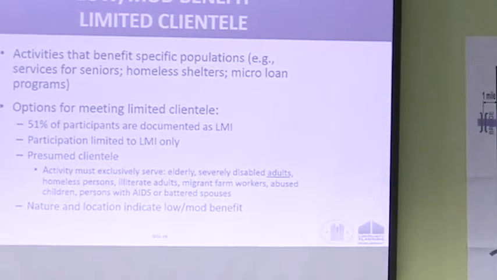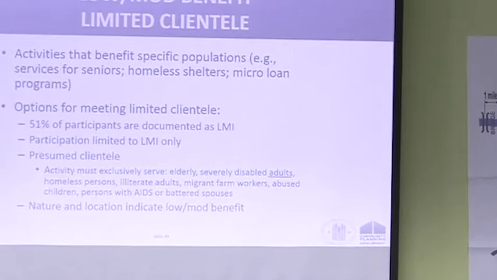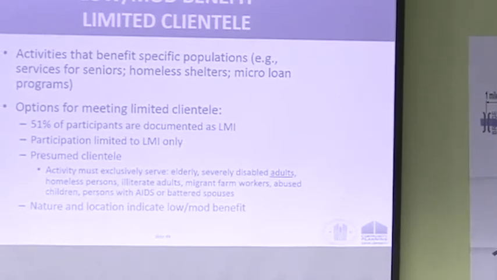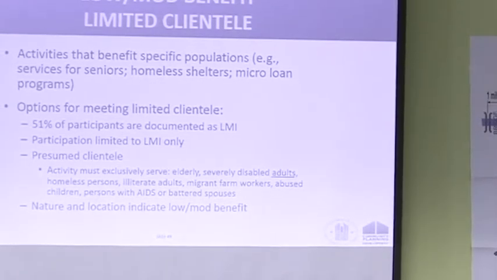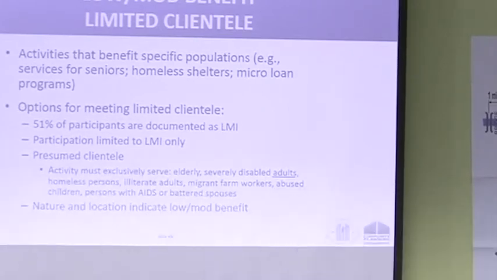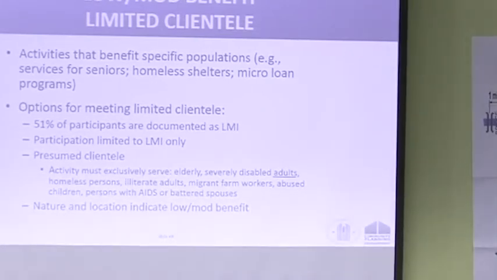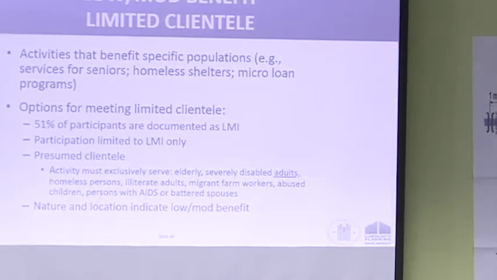Now, you'll notice that when we start talking about limited clientele, in fact, this was a conversation right after we finished the area benefit, you will notice that when we talk about limited clientele, suddenly there's a lot more work involved. Every time you assist somebody, there's a beneficiary, you are obtaining income documentation, or unless they're presumed low mod, at which point you're obtaining documentation to prove that presumption, okay?